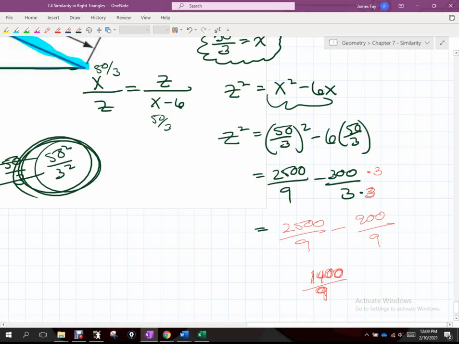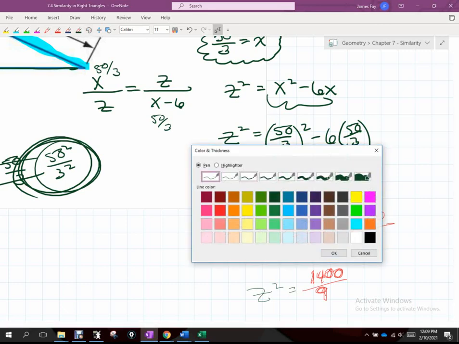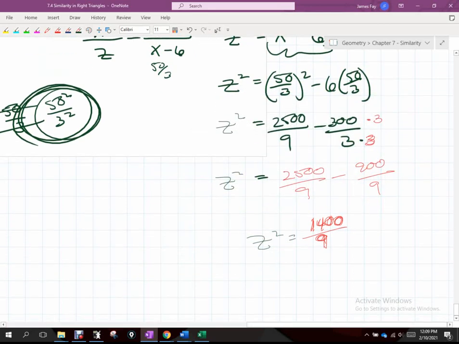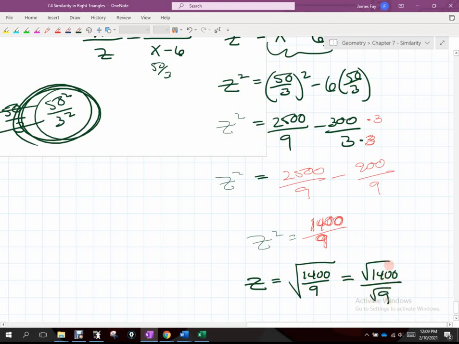That kind of makes sense. Now, what is that? What does that equal to? So far, that's my z squared, isn't it? Okay, so what do I have to do with that to find z? Square root. That turns into radical 1,400 over radical 9, right?